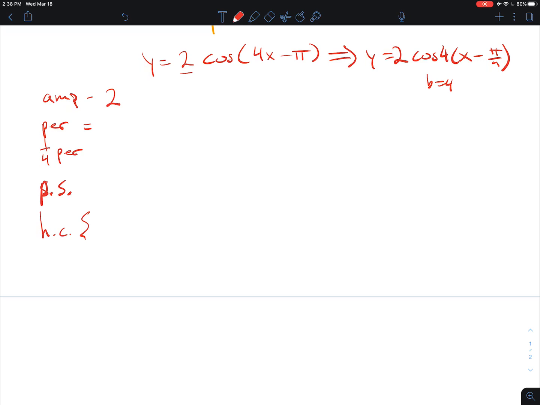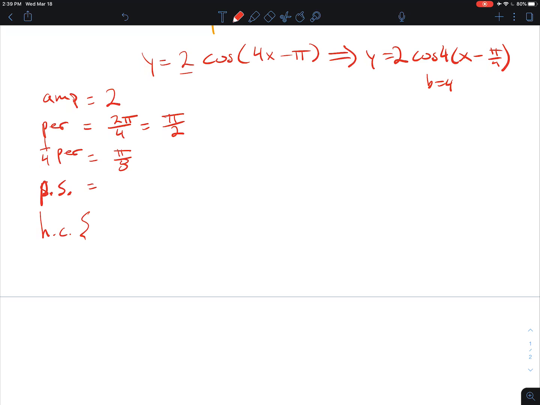So my period is 2 pi over 4. 2 pi over b. In the previous problem it was 360 over b, but because we're in radians, it's 2 pi. So let's simplify that. It's pi over 2. A quarter of the period is pi over 8, and that'll help me space out all these critical values horizontally.